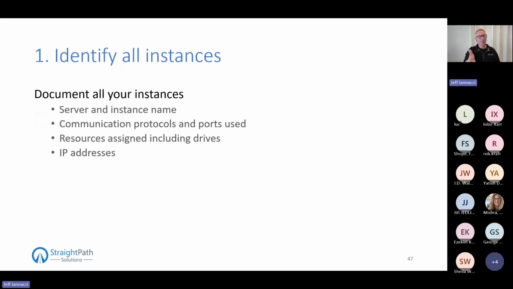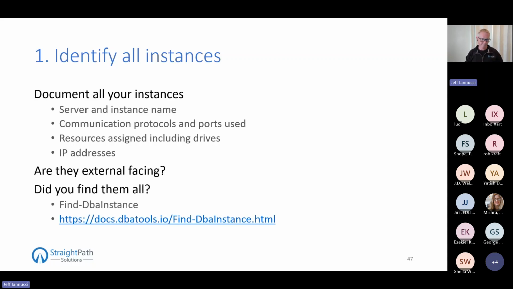You go ahead and document all your instances. Make a spreadsheet, right? Use a database. Hey, why not, right? You use databases. Track down your server and instance names, the communication protocols and ports used, the IP addresses, and any resources like the drives assigned to it. Grab all that information and just have it standing by. You just need to grab it once, or at least once every year, so you have this information in case you need to rebuild these servers. Go look and see if they're externally facing, and if they are, freak out. But if they're not, confirm that they're not.